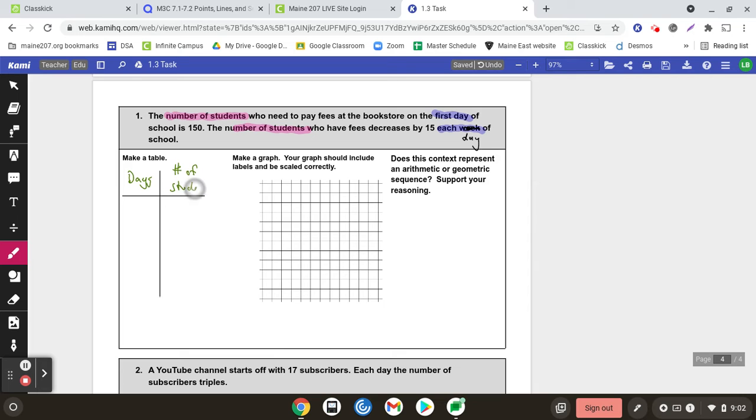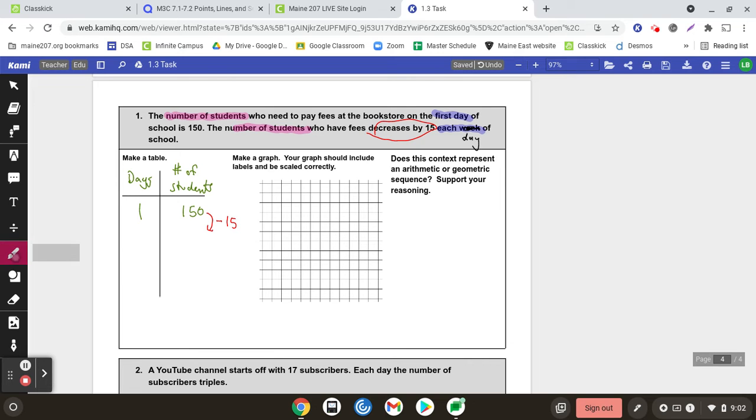And I'm going to attach what we know. We know the number of students who need to pay fees at the bookstore on the very first day of school. So day one is 150. So there's my first piece of information. I've got the starting term number as 1, and the starting value is 150. Now we know the number of students who have fees decreases by 15 each day. So decreases means to get to the next number, I'm subtracting. That's what decreases means. And I am subtracting 15 each day.